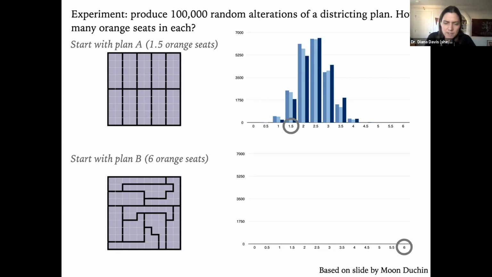And also 1.5 is in the bell curve. It's not an outlier. It's maybe on the low side, but we wouldn't reject it as being unreasonable. Okay, let's start with plan B. So we merge, split 100,000 times, starting with this plan.